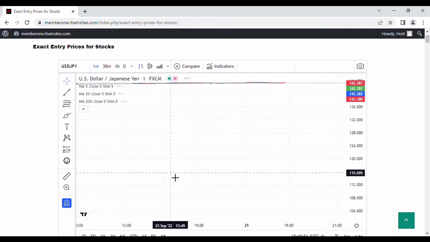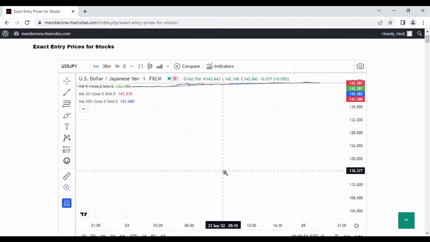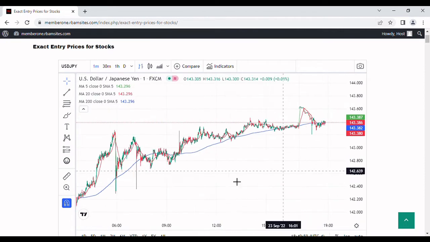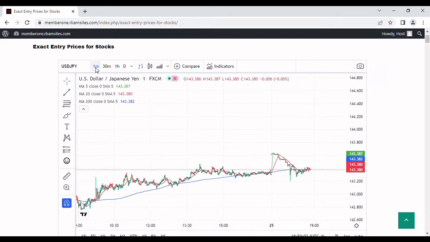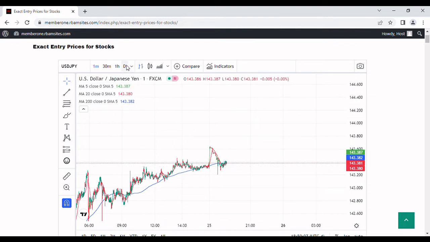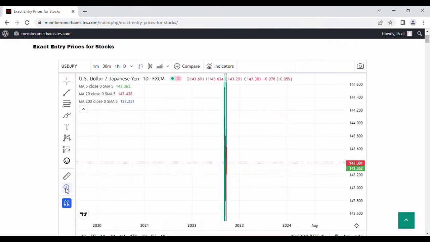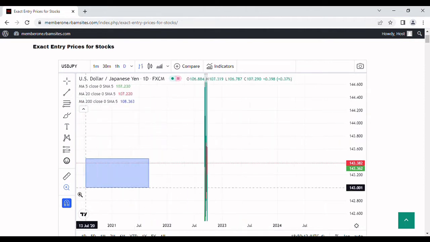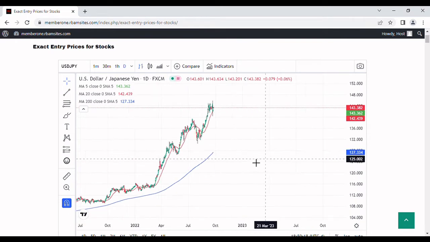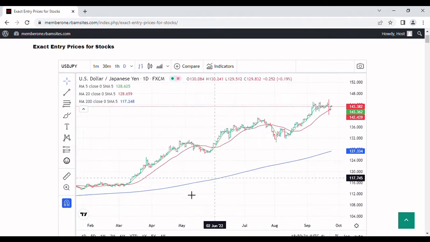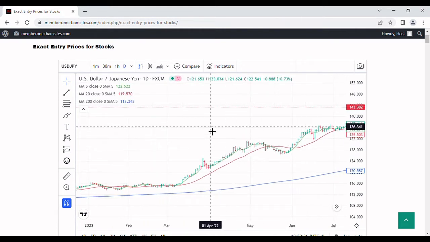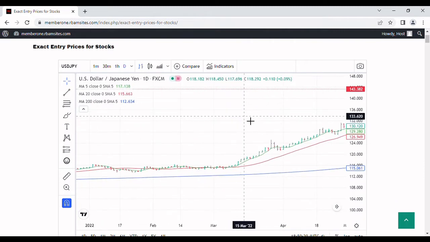So let's go and take a look at a 1 minute chart. See if I can get it to work. This is not working real well. Let's just do a daily chart so that it'll work. This is a daily chart. We'll use our same system, and you can easily see how it works across stocks, futures, and currencies. Same thing here, Japanese yen.